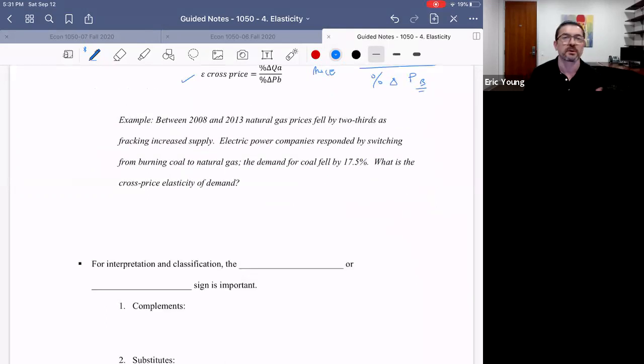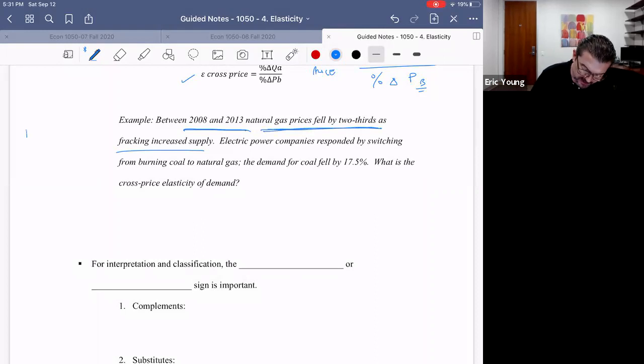Let's do an example. This is real data that actually came from the power industry. Between 2008 and 2013, natural gas prices fell by 2/3 because of increased fracking. So between 2008 and 2013, new technologies allowed for fracking to evolve. That's a way of extracting energy. And as a result of that, natural gas prices fell by 2/3. So we're going to say that the price of natural gas fell by 2/3 or 67%.